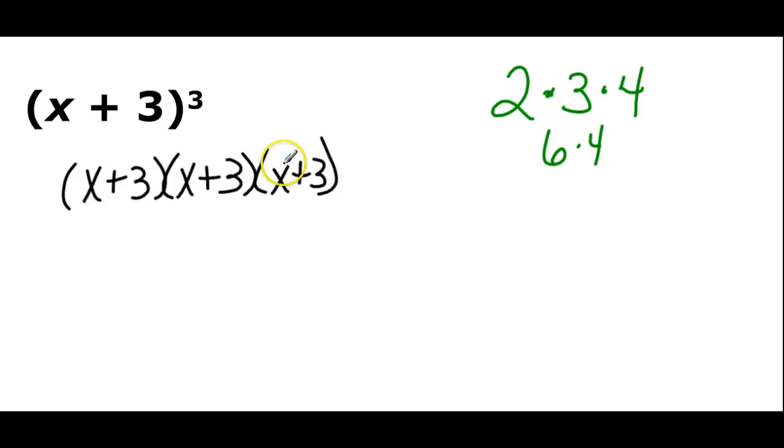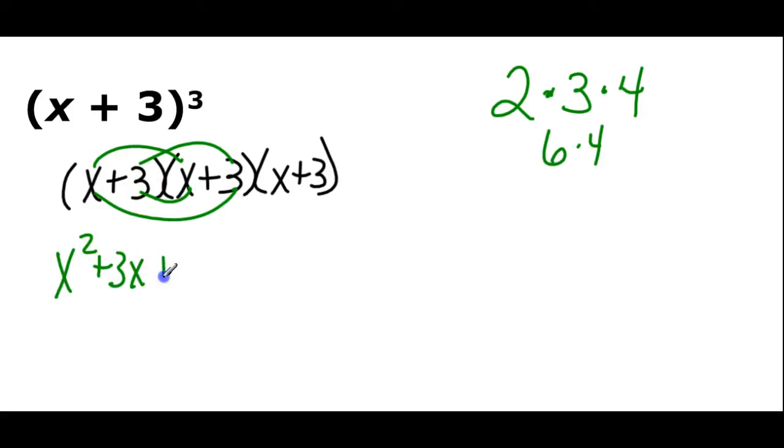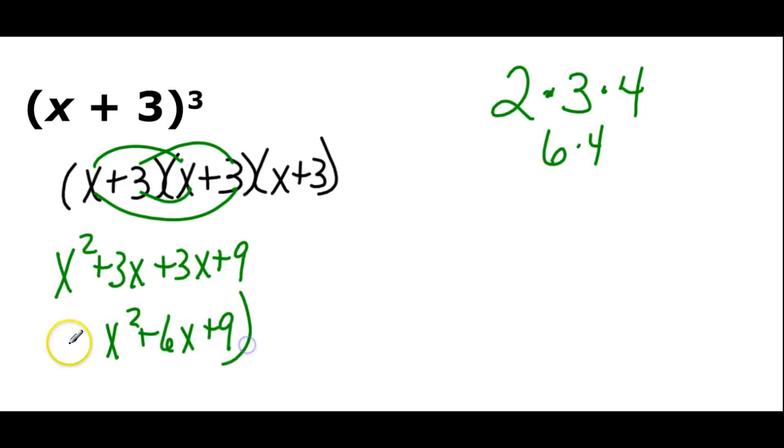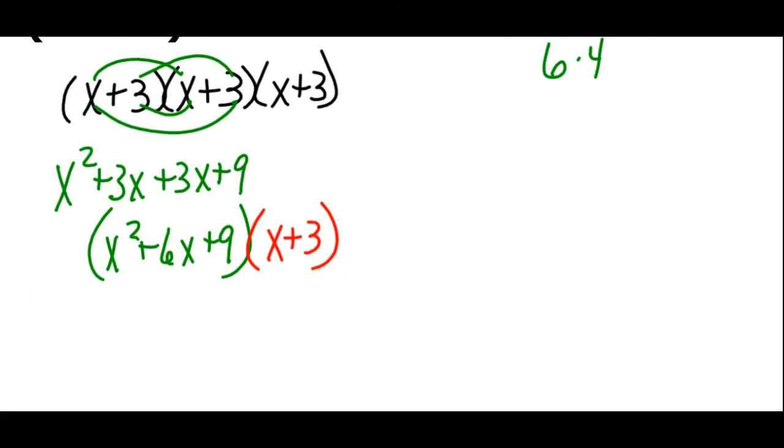So we're going to ignore one of these for just a minute. We're going to do FOIL right here. So ready? First, outer, inner, last. That's going to give me x squared plus 3x plus 3x plus 9, which simplifies to x squared plus 6x plus 9. Now we're going to take that answer and multiply it times x plus 3. And then we're going to do the distributive property.